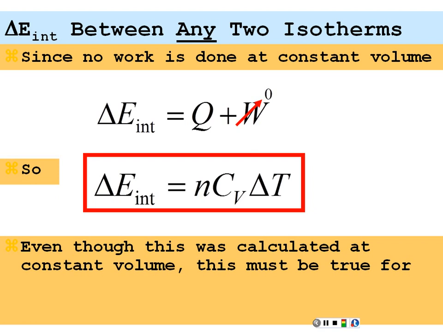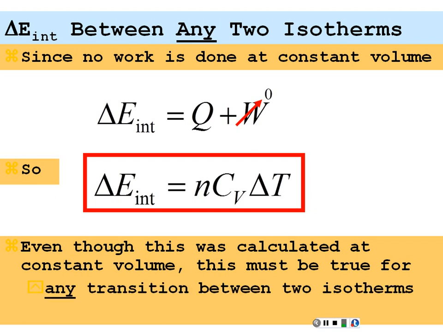So actually, even though we define the molar specific heat at constant volume for that condition of constant volume, this particular equation can be used for any change of internal energy between states. Very, very nice. So we can use it for any transition between two isotherms because our change in internal energy is a constant.